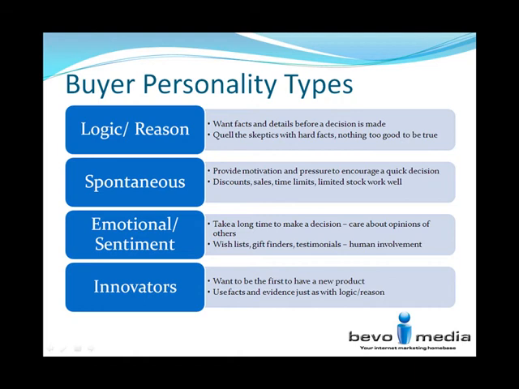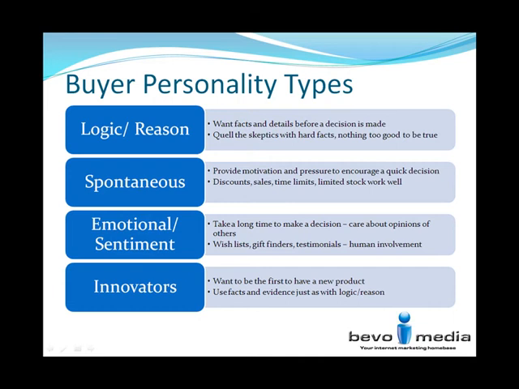While other demographic factors should be considered, basic buyer personality type should be taken into consideration when designing your search campaign. The logic or reason personality type is one that takes a long time to make a buying decision. They analyze a situation and look at all the facts before a decision is made. Since skepticism is common with this personality type, free trials, contests, or any offers that seem too good to be true usually do not work. Instead, give them what they want, lots and lots of facts. Details, specs, or other hard evidence will help convince this personality type to go with you.